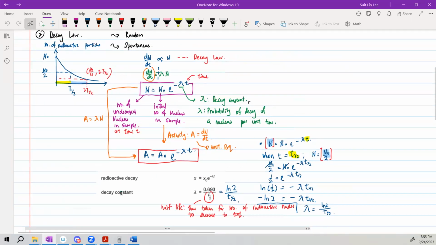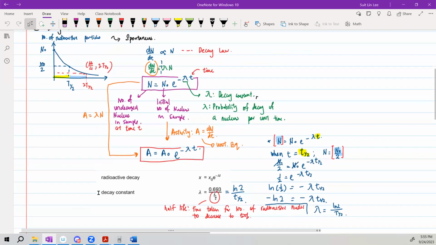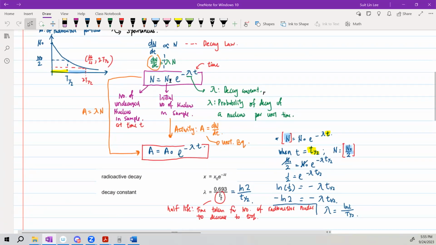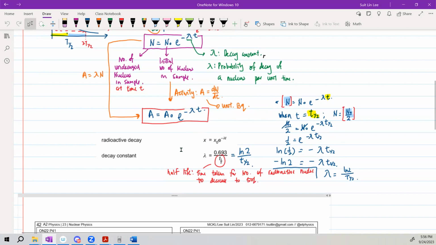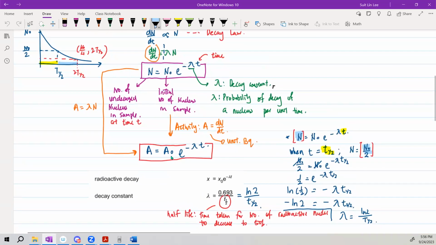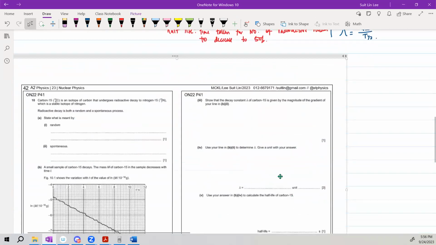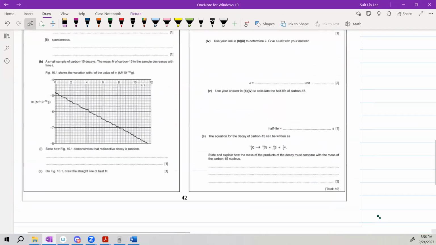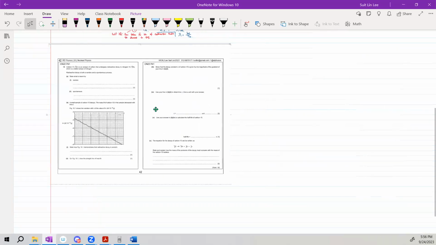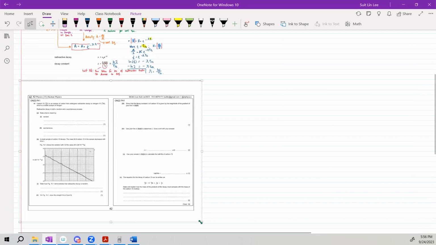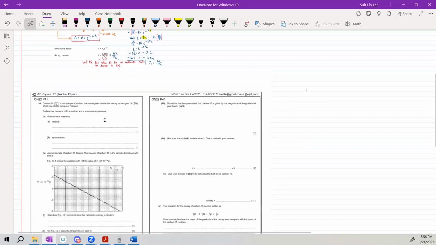Okay, so in a nutshell, what you need to know about decay law is all here. This equation, you also have to know how to linearize them. And then finally being able to prove that lambda, right here, lambda is ln 2 over half-life, or 0.693 over half-life. Okay, next. In the topicals, this will be page 42. Let me zoom out.